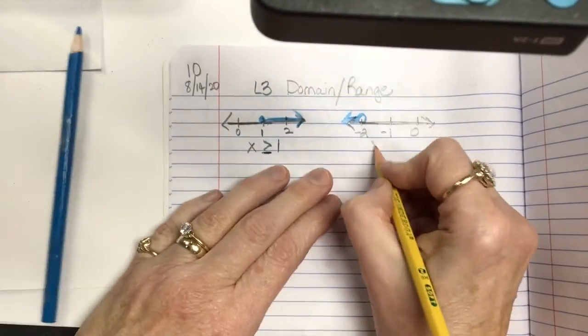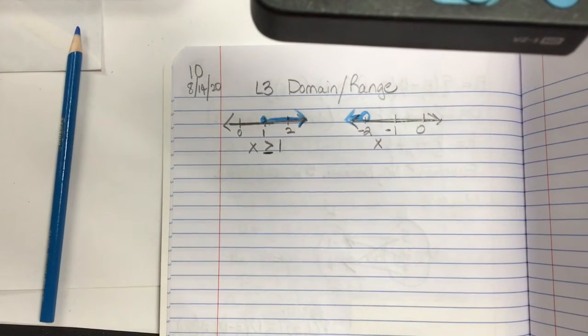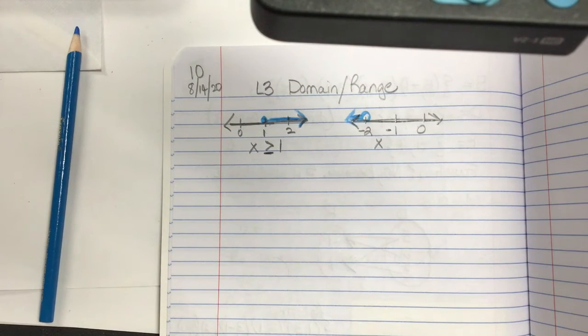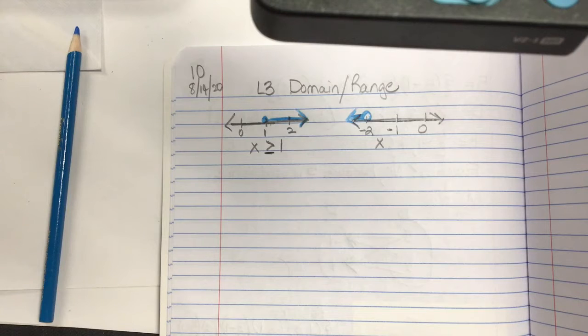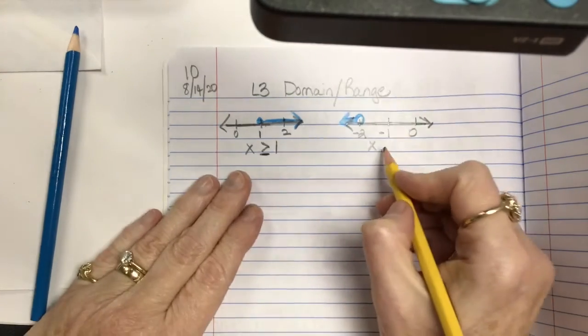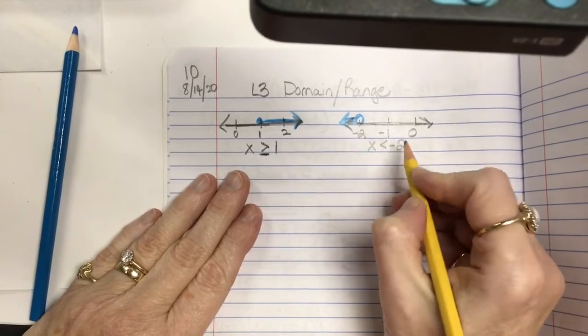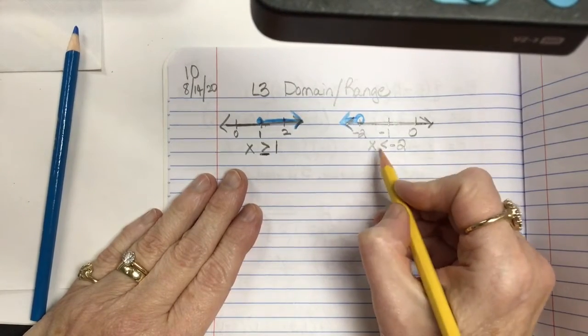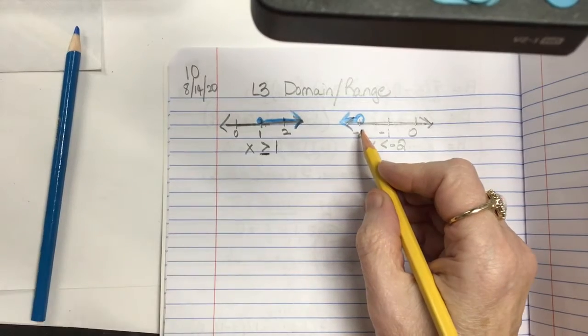Okay, again, we'll just use X, and that works great because when we do graphs, X's are your domain and Y's are your range. So that makes it a lot easier. Now, what are the X's that are shaded here? What are the values? X is less than -2. Not equal to, because -2 is not included in it.